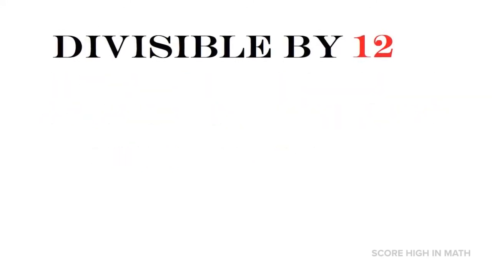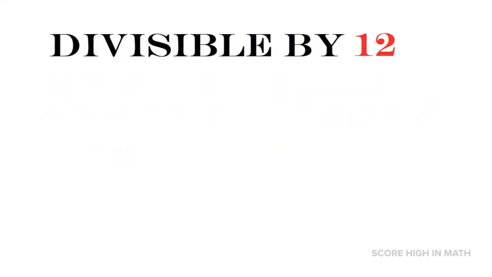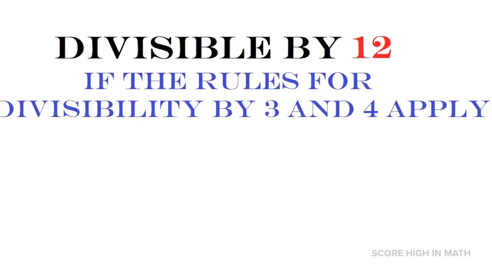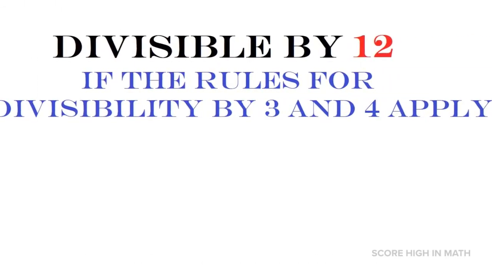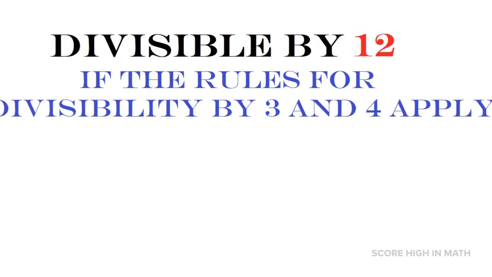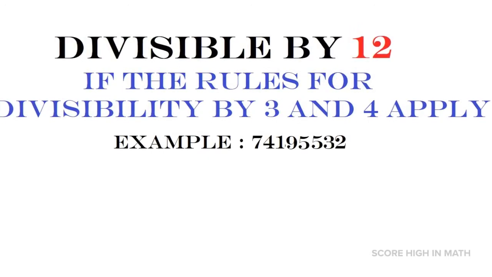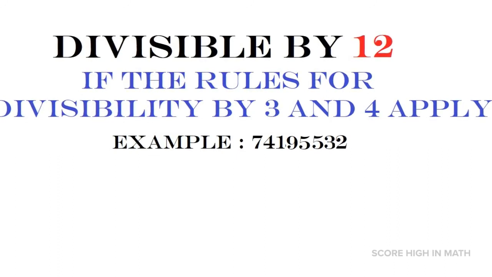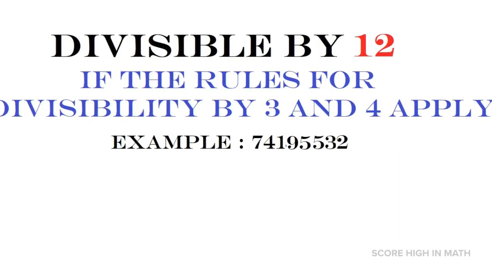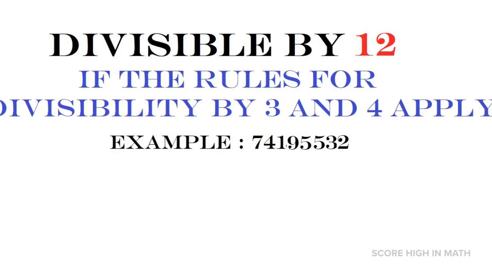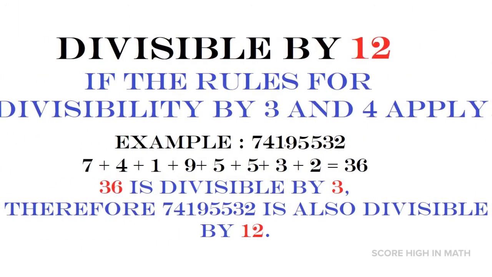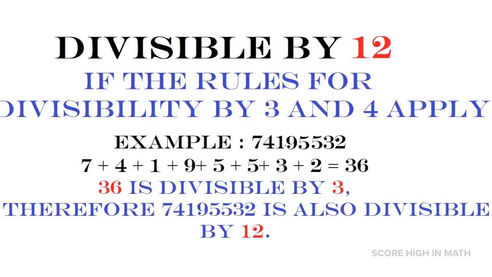We can move now to the numbers divisible by 12. A number is divisible by 12 if the rules for divisibility by 3 and 4 apply. Let us work on this example. 74,195,532. Let us apply the rule for divisibility by 3.